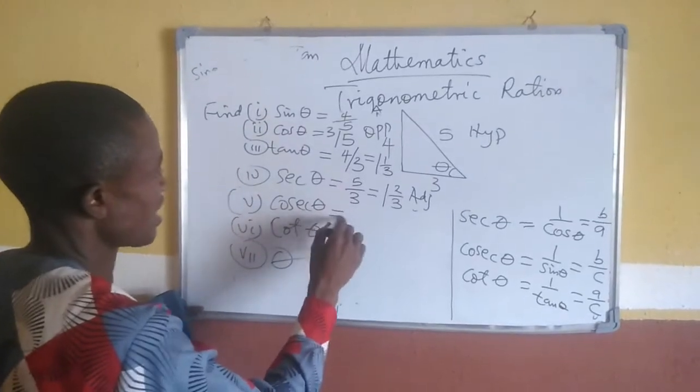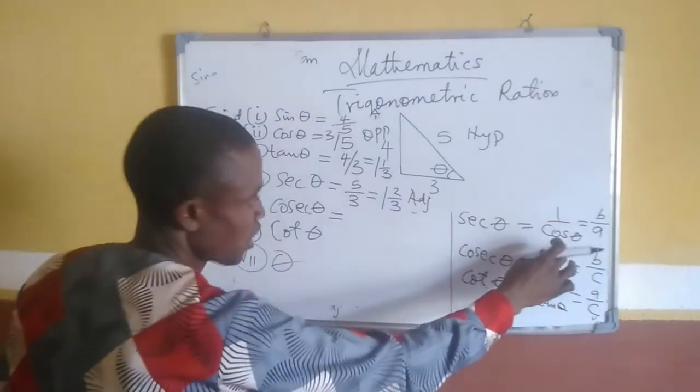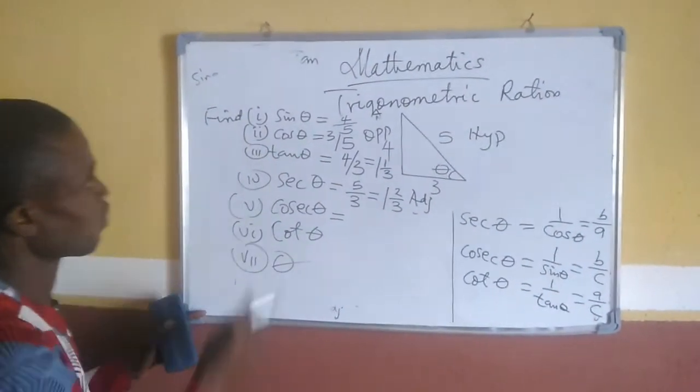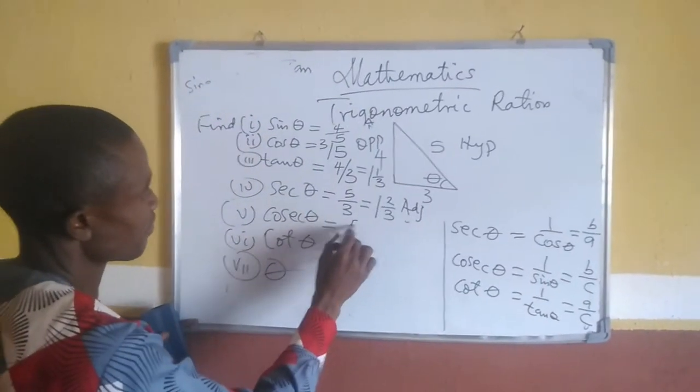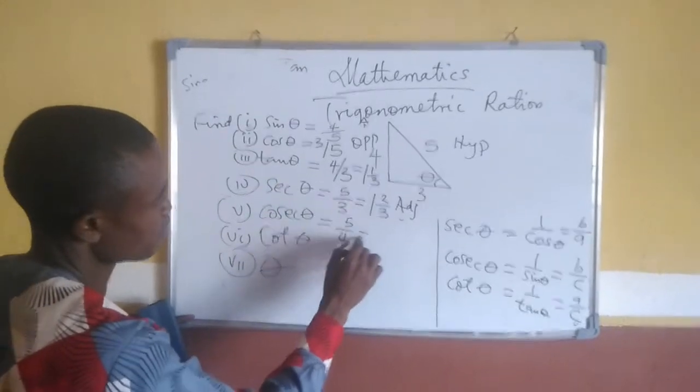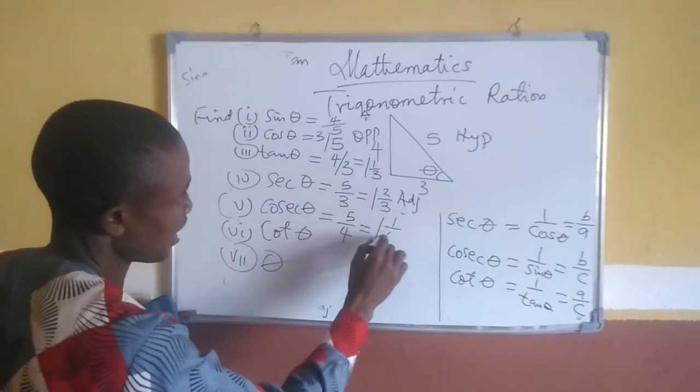And what is our cosec? Our cosec is 1 all over sin theta. And what's our sin theta? 4 over 5. Meaning cosec theta is going to give us 5 over 4. Very simple. 1 and 1 over 4.